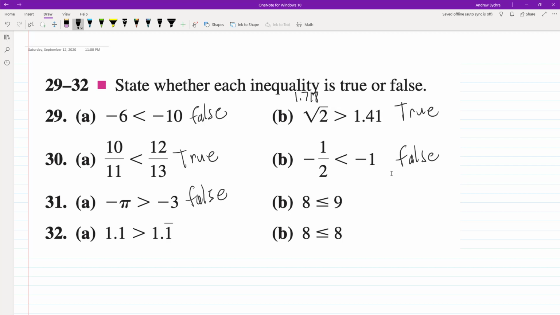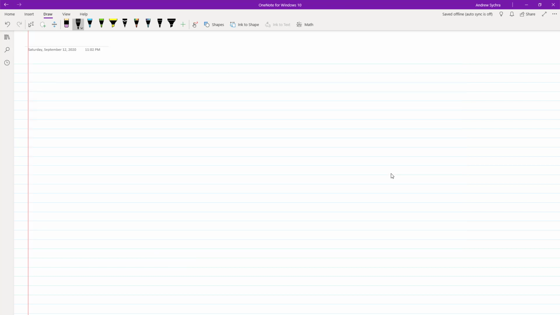All right, so true. Even though it's greater than or equal or less than or equal to, that's still valid as long as it's less than. If it was 9 is less than or equal to 9, it would be true too. False, because this goes on forever. True. Okay. Sweet. Let's keep moving.